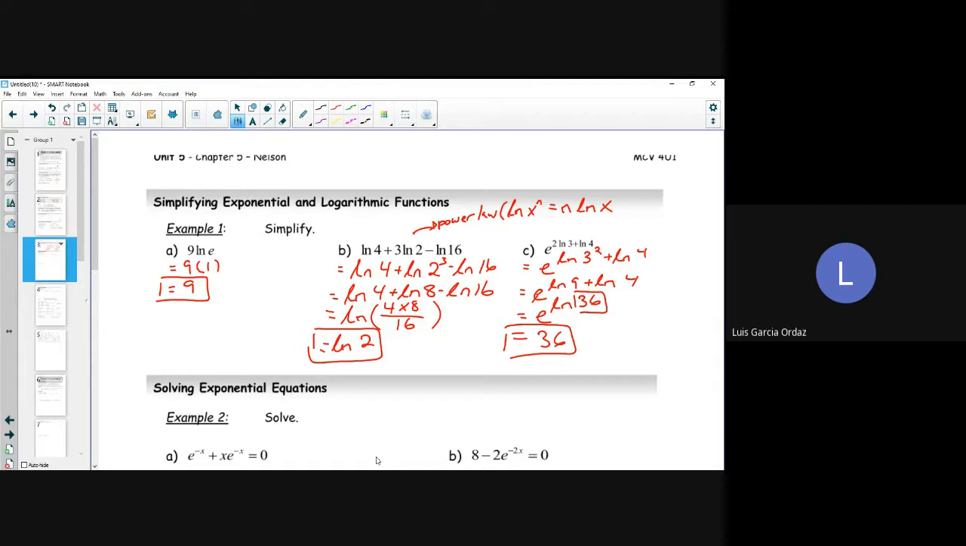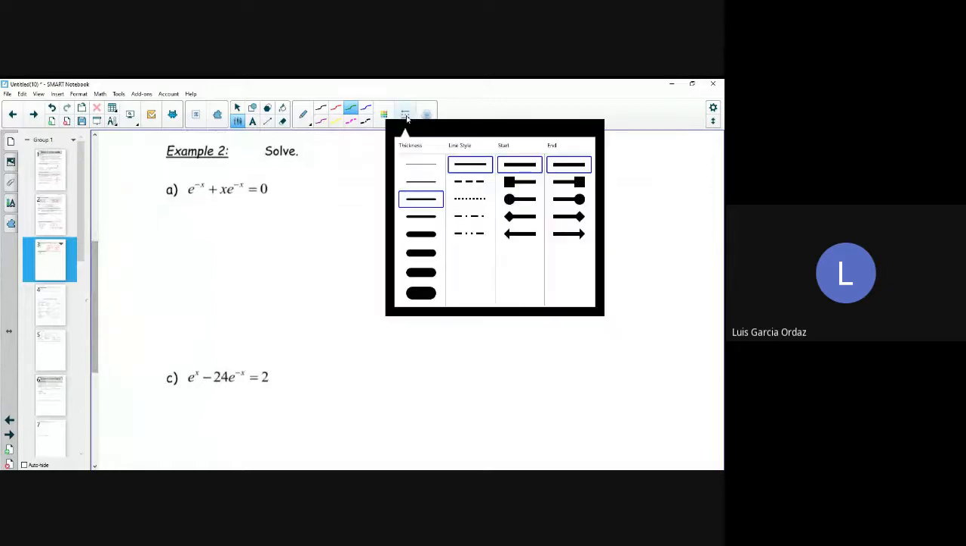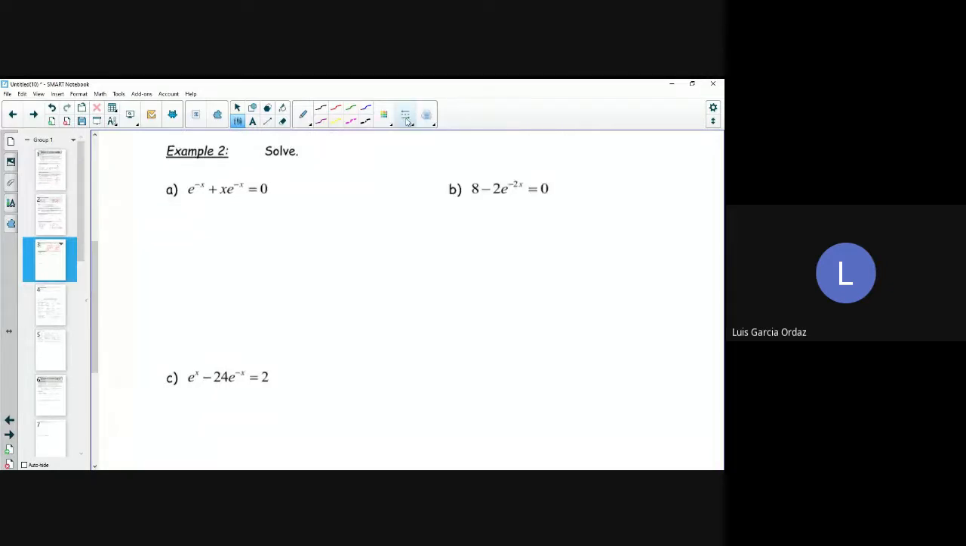And now let's move on to our next 3 examples. So don't forget, factoring will always be used. Don't ever forget that. You're still going to have to know how to factor in calculus.